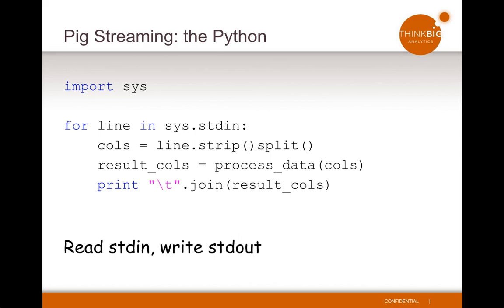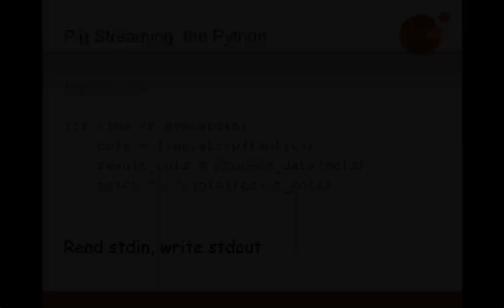Here's what the Python code looks like. Again, I showed it to you when I walked you through it. You import sys so that you can access standard in and standard out. And for every line in standard in, you strip off the white space and split the line into the different columns. And I should have said dot split there, so this code wouldn't actually run. Then you produce the output columns. You join them with tabs into one line. Pig streaming interprets tabs as the separator between columns, and then print the output.